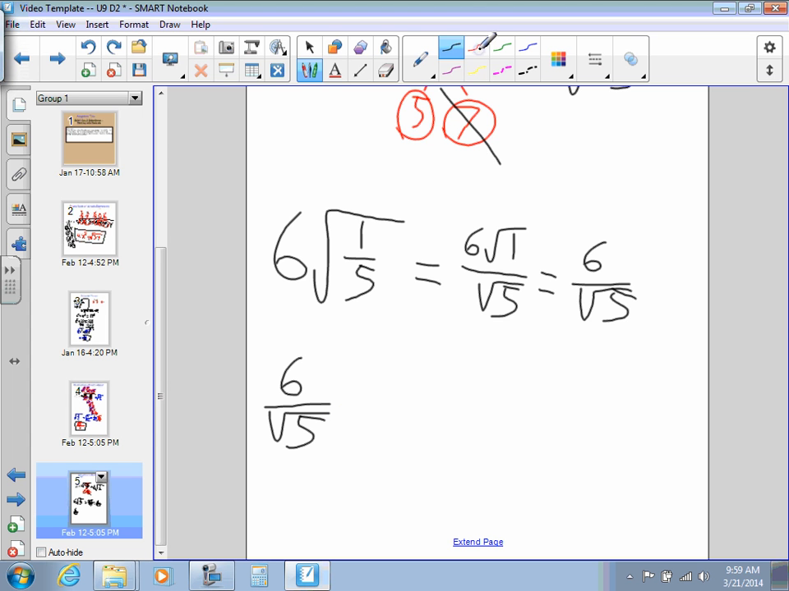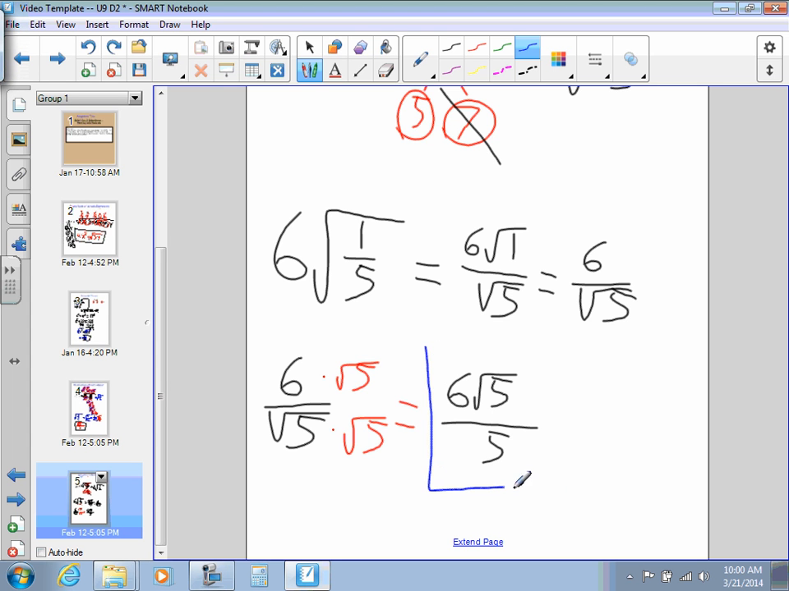Now we're going to multiply top and bottom of this fraction by the square root of 5. And when I do that, the top of the fraction becomes 6 times the square root of 5. And the bottom of the fraction, the square root of 5 times the square root of 5 is 5. I've now rationalized the denominator. There's no radical in the bottom of the fraction.